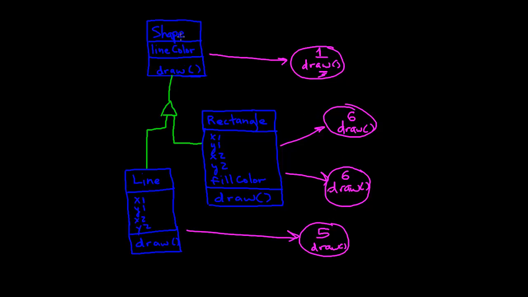So we get some advantage of inheritance here in that the rectangle and line class do not have to define a line color. They get that attribute for free, even though they don't declare it inside the class itself. Since they're inheriting off of shape, they get that attribute without any extra coding involved in the 2 subclasses.